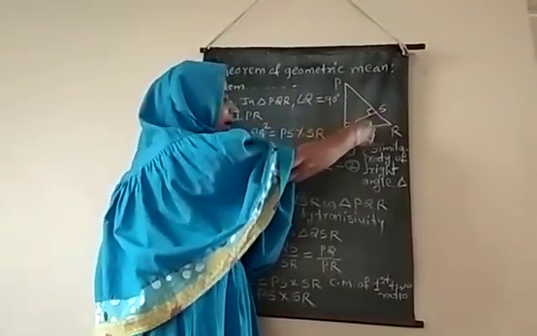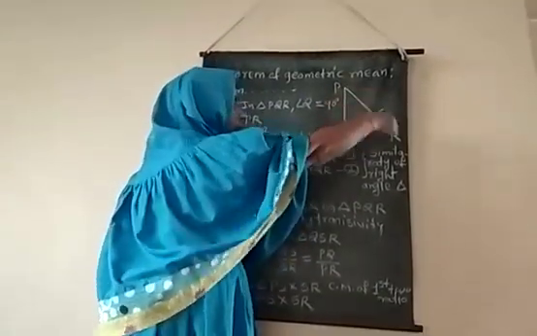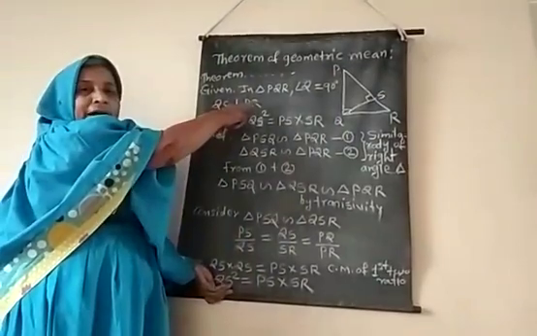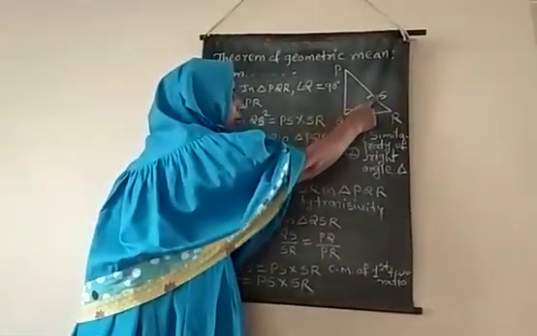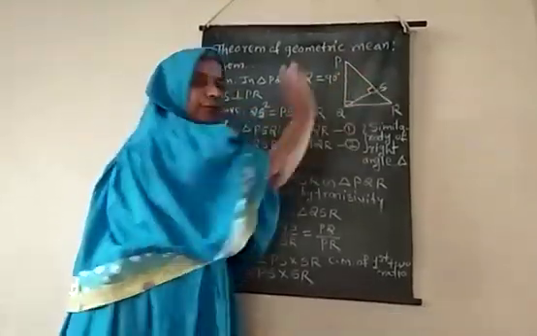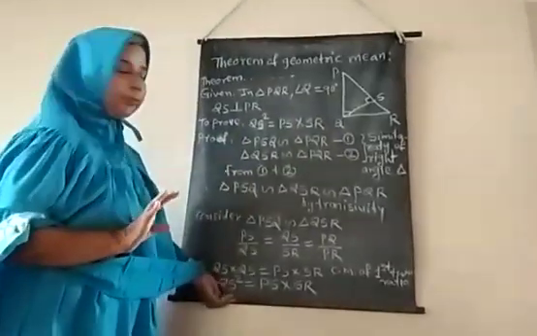PQR is the given triangle, a right angle triangle, and QS is perpendicular to PR. This is the given part. And what are we going to prove? QS square is equal to PS multiplied by SR. This property we are going to prove. Now, the proof.